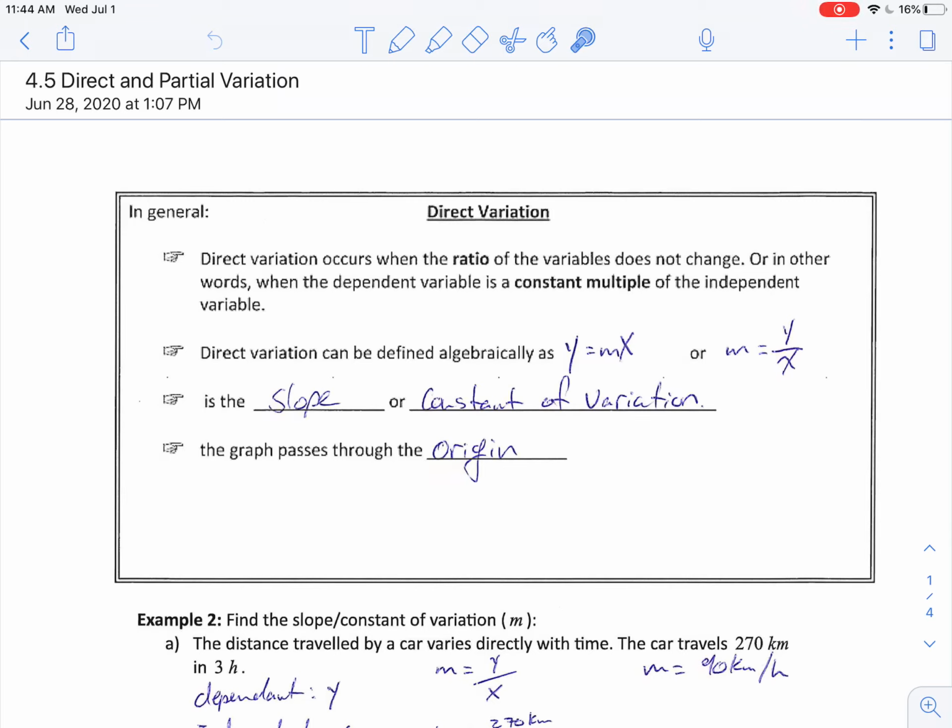So now we're going to talk about direct and partial variation. When we talk about direct variation, it occurs when the ratio of the variables does not change. Or in other words, when the dependent variable is a constant multiple of the independent variable.